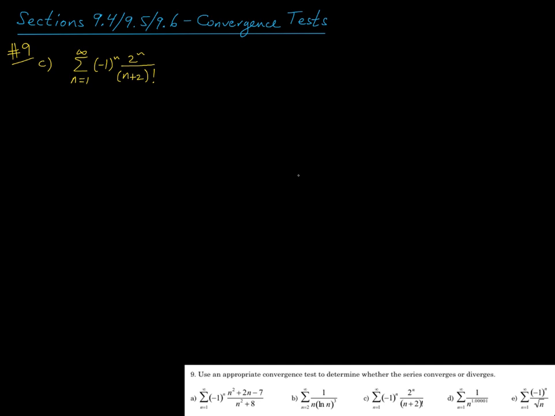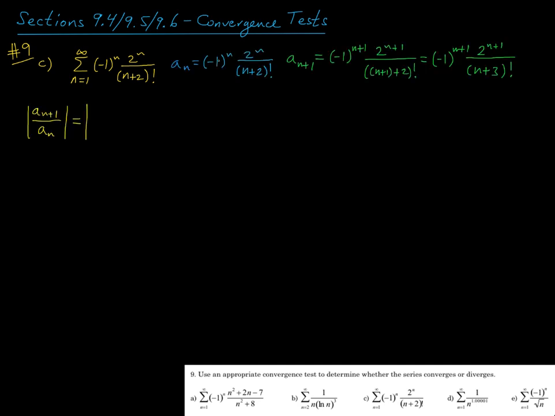So here, we're looking at the sum of negative 1 to the n times 2 to the n over n plus 2 factorial, and n starts at 1 here. As we noted on that document, I have factorials here, and I also have this exponential expression, so the ratio test might be a good way to go. So here, a sub n is negative 1 to the n times 2 to the n over n plus 2 factorial, and so a sub n plus 1 is negative 1 to the n plus 1 times 2 to the n plus 1 all over, and I'm just replacing n with n plus 1 down here, and that simplifies to n plus 3 factorial.